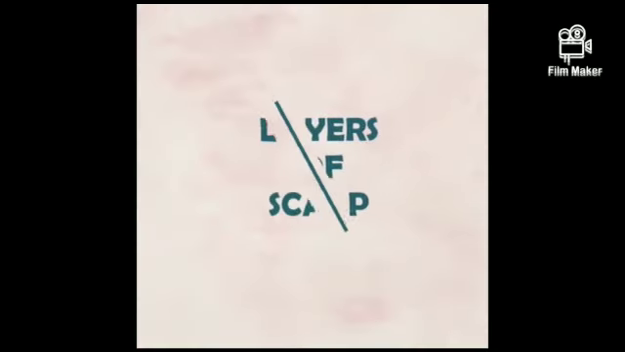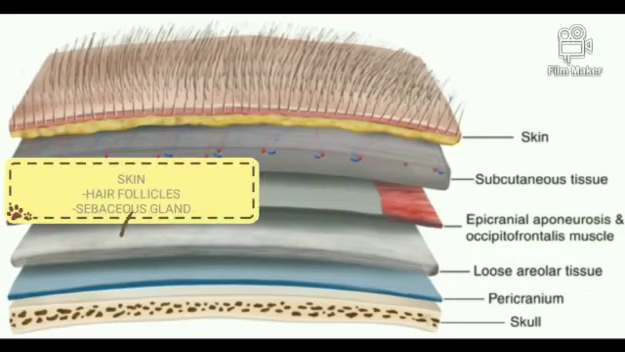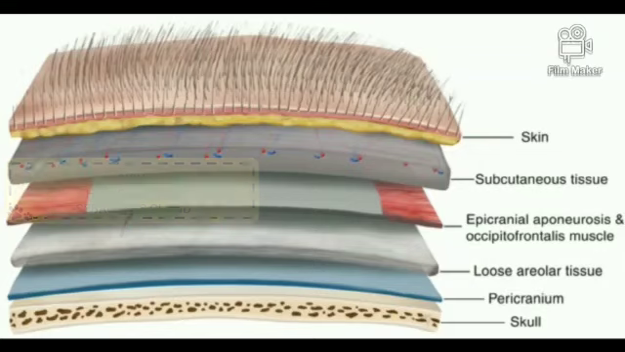The scalp is composed of 5 layers: skin, connective tissue, epicranial aponeurosis, loose areolar tissue, and pericranium. Skin basically consists of hair follicles and sebaceous glands.